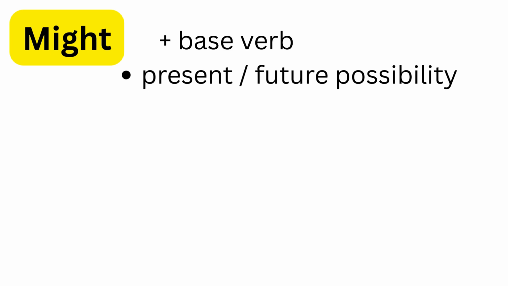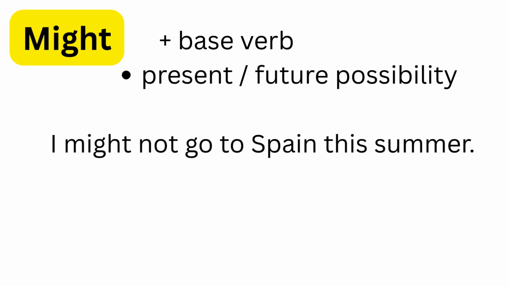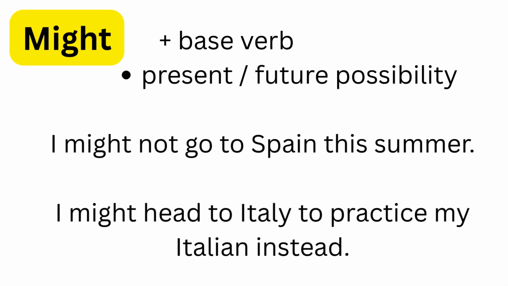We can also use might plus base verb to talk about things that are possible in the present or future. For example, I might not go to Spain this summer. I might head to Italy to practice my Italian instead. In both cases, I'm not 100% sure, these are just possibilities.